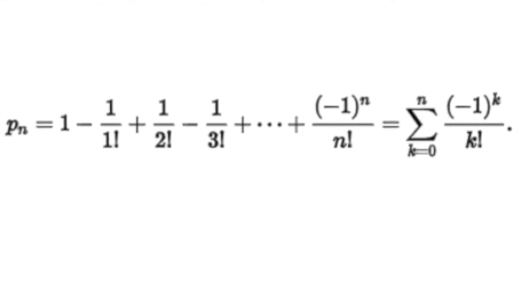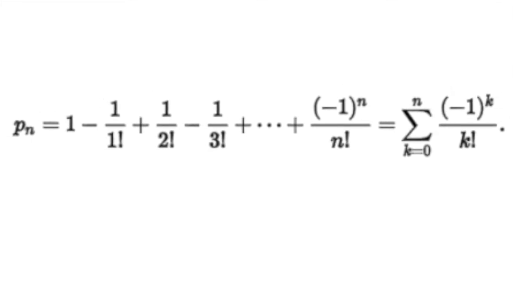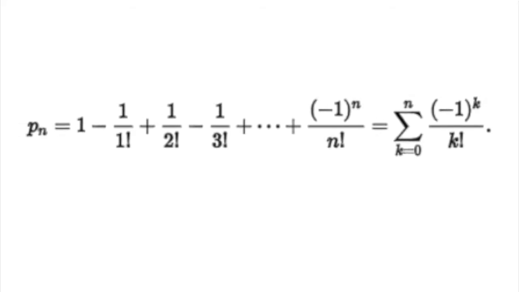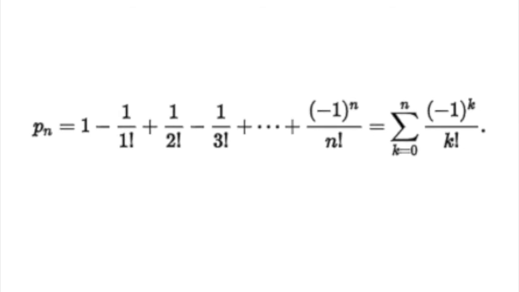As the number n of guests tends to infinity, Pn approaches 1 on E. The number of ways the hats can be placed into the boxes so that none of the hats are in the right box is n factorial on E.